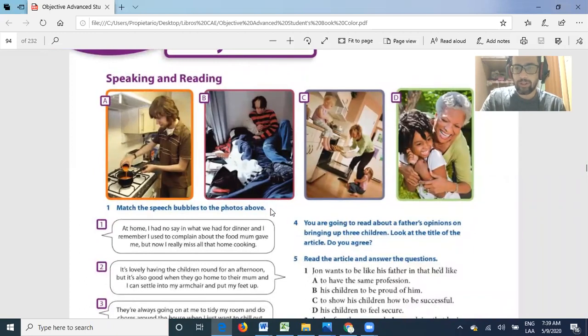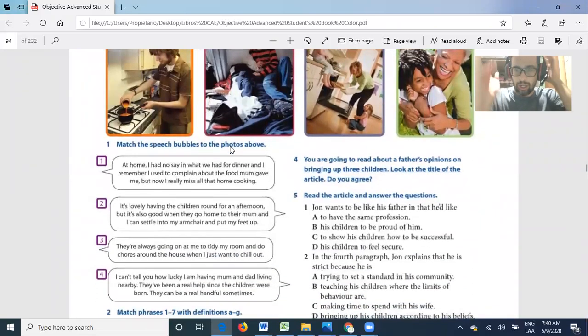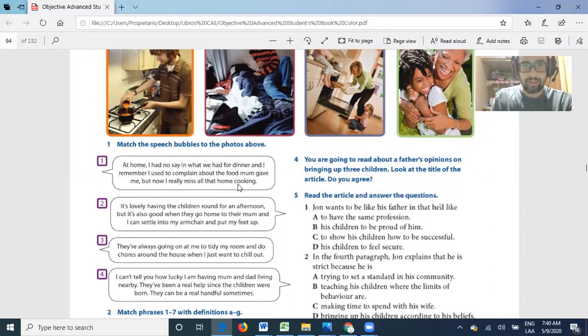So first of all, we can just practice a little bit by watching these pictures that you have also in your booklet. And we just need to match these paragraphs with the pictures. So, for example, number one says, at home, I had no say in what we had for dinner. And I remember I used to complain about the food mom gave me, but now I really miss all that home cooking.